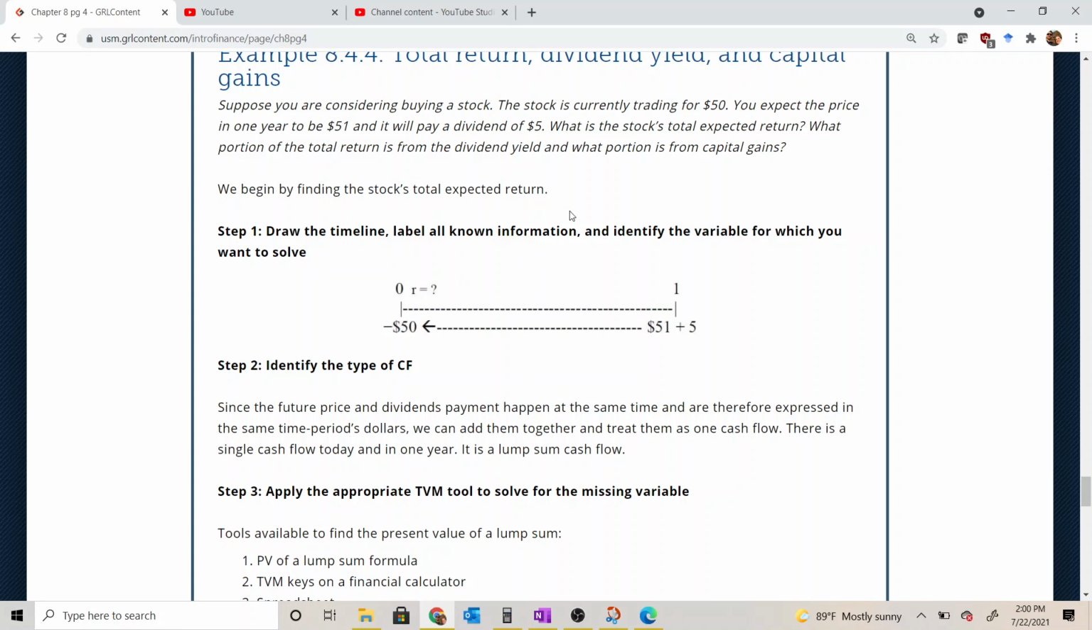All right, so calculating total expected return, it's time value of money problems. We'll follow our three-step process where we map out the cash flows. We've got a cash outflow of $50 today if we were to buy the stock, and then we'll have a cash inflow of $51 plus $5 if we were to receive the dividend of $5 1 year from now and then sell it for $51 right after we receive that dividend. And the question we want to answer is, what is the expected rate of return associated with these cash flows? If we actually experience these, what's our return?